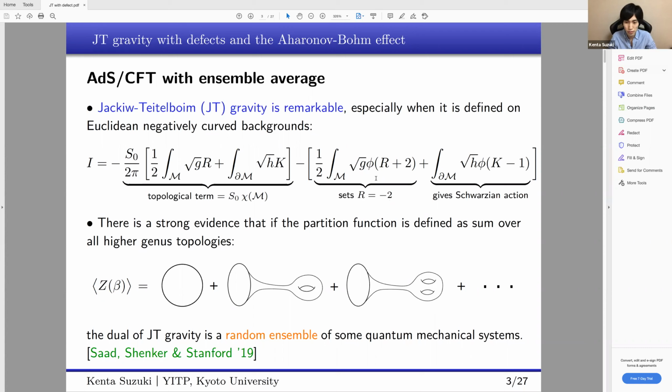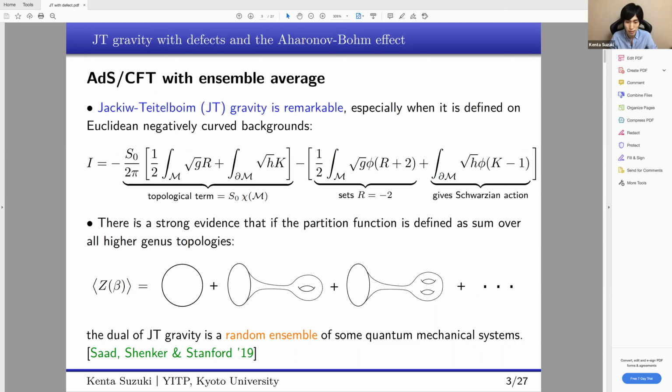And because the bulk action is just linear in this dilaton field, the on-shell action solely comes from this boundary term. And this boundary term gives the so-called Schwarzian action, which we will explain a little bit more later. So the action is defined by this equation.